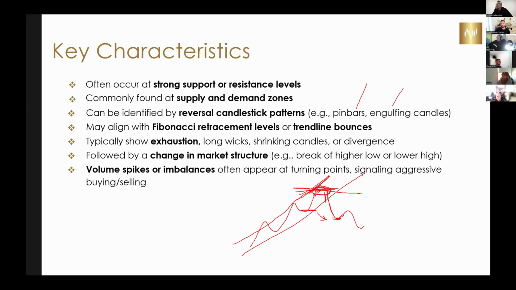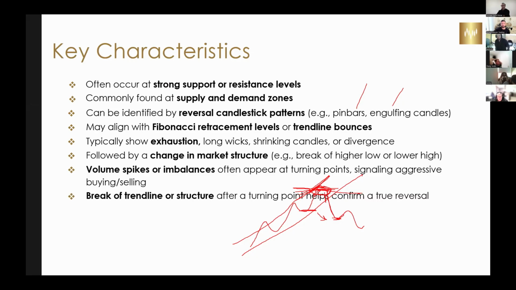Volume spikes or imbalances will often appear at turning points, signaling aggressive buying or selling. So volume spikes, imbalances, long wicks, big candles shooting up in one direction, then dropping back down in the other direction. A lot of different sized wicks, up and down, up and down. You start to see a lot of big movements, inconsistent movements.